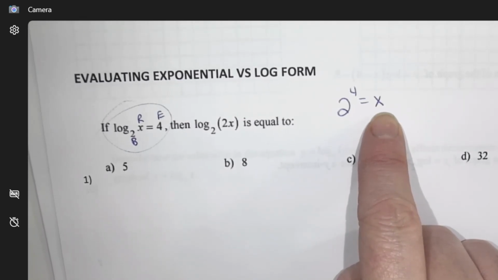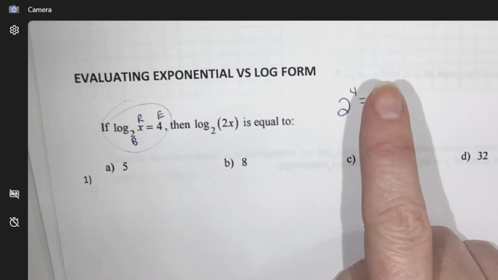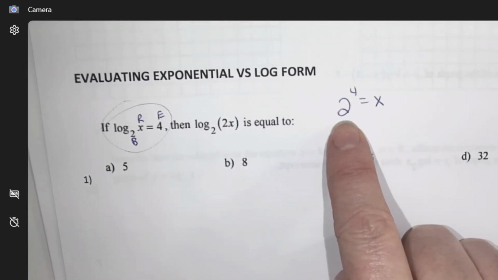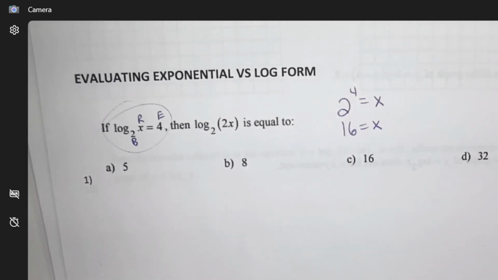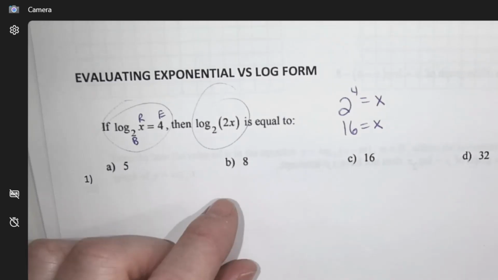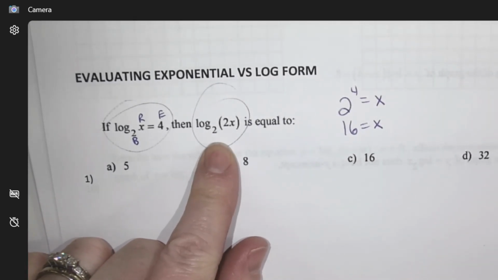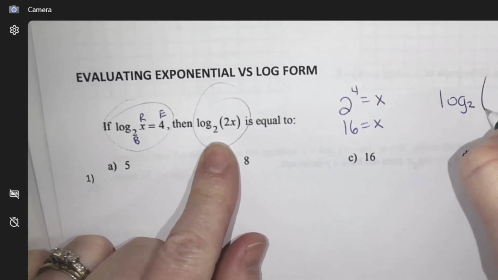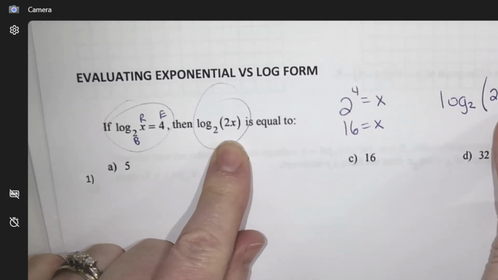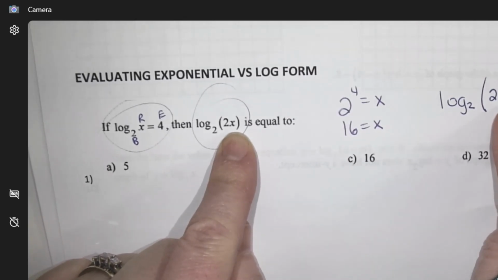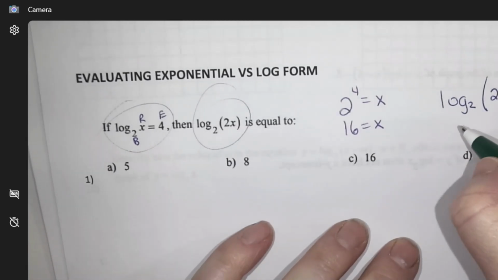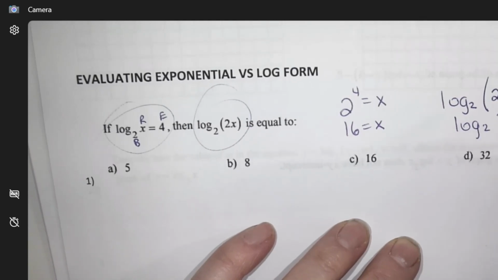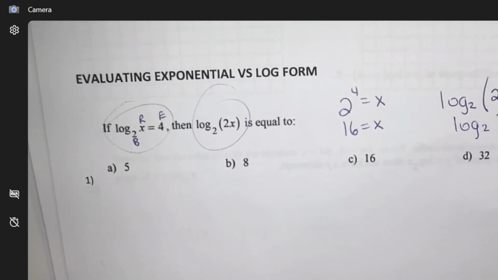Okay, I don't have a calculator, so you have to do this by hand. What is 2 times 2 times 2 times 2? 16. Okay, so now at least I know what x is. So now I'm going to go to this one. So log 2 of 2, and I'm going to plug in 16 for the x, because I just solved for x. So now that's there. So now 2 times 16 is 32.